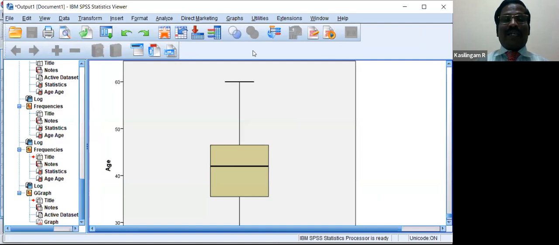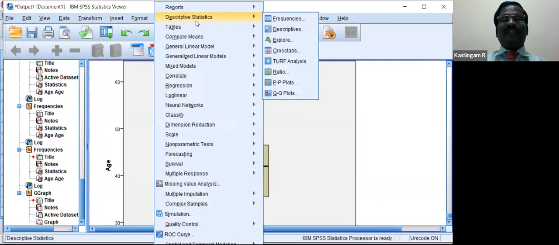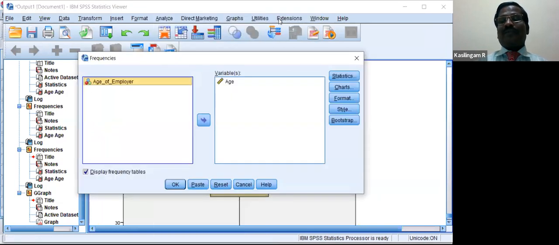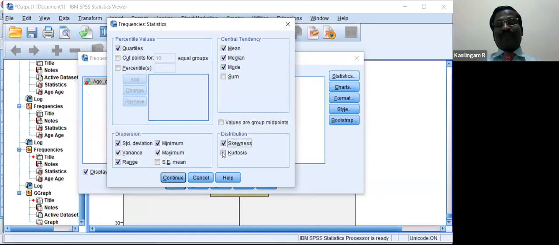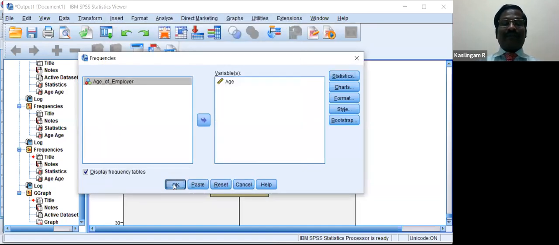Now analyze, descriptive statistics, frequency, statistics. Distribution is skewness and kurtosis. Please remember what all things I have clicked: mean, median, mode, and quartile. And I have just clicked the skewness and kurtosis. Now let us see what result I am getting.